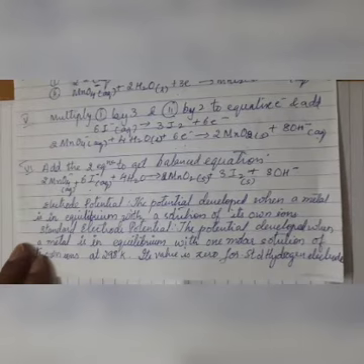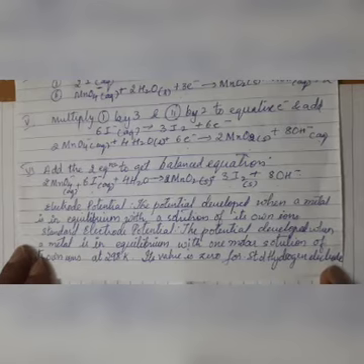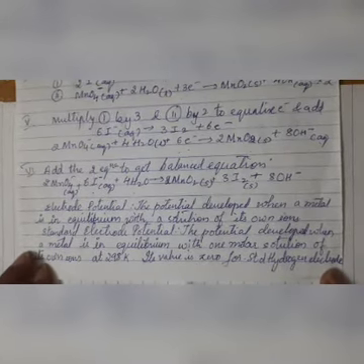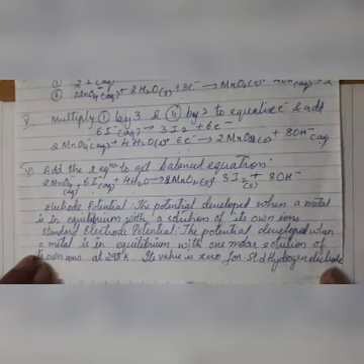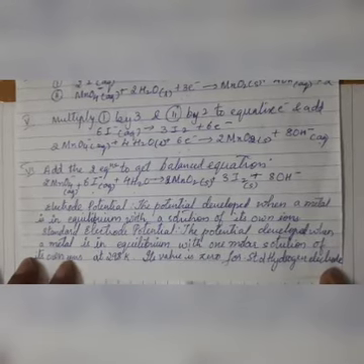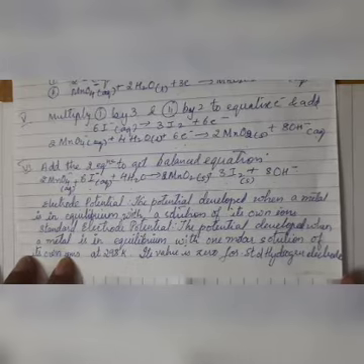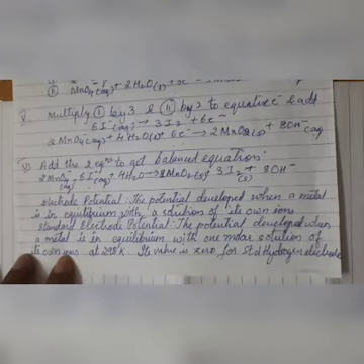So one among these 4 examples is compulsorily asked in the exam. So you have to practice all these 4 examples for the exam. Now after balancing the equation, the last part of this chapter consists of the electrode potential.